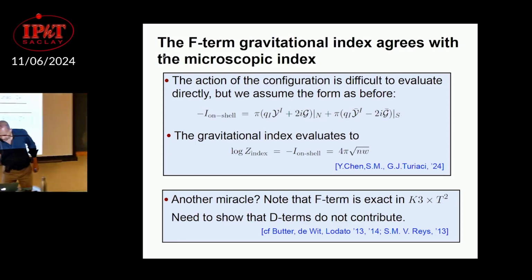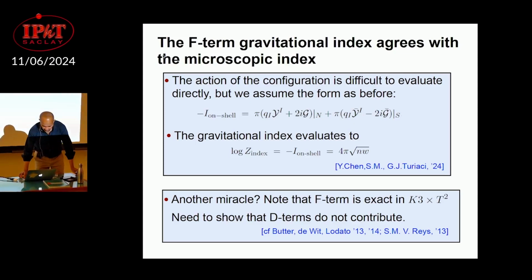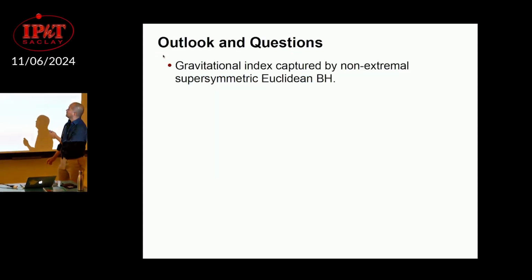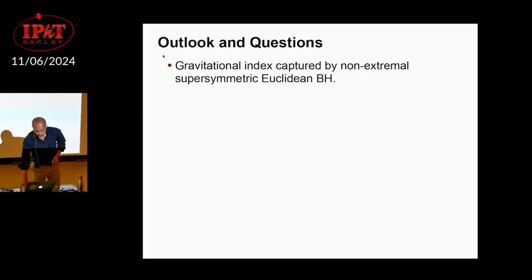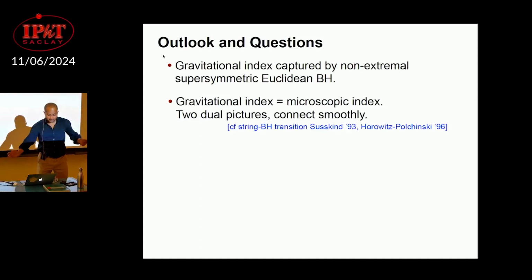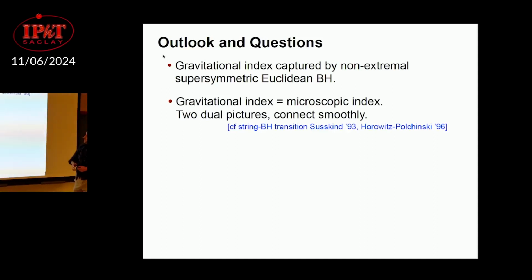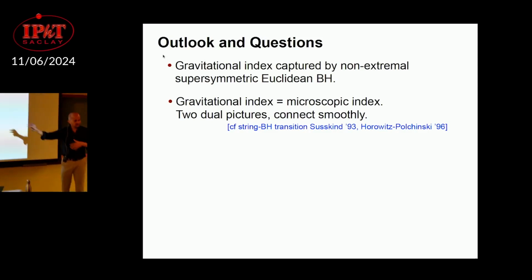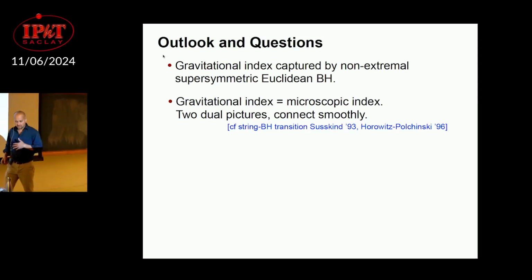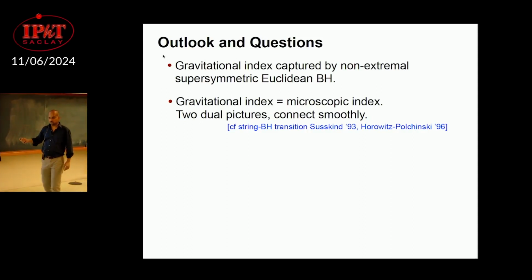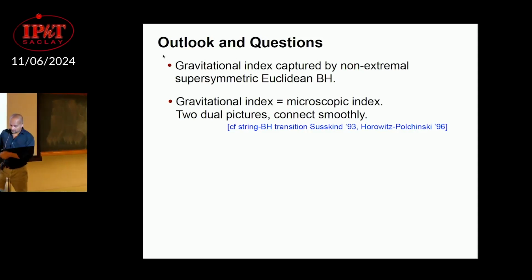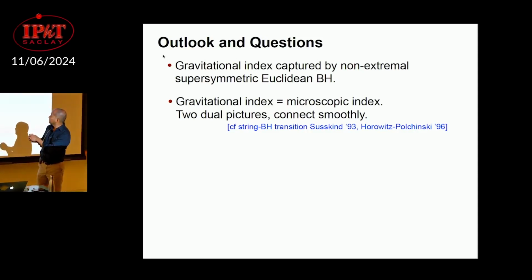Okay, so that brings me to the end. Let me just recap. The gravitational index is captured at the saddle point level by these non-extremal supersymmetric Euclidean black hole solutions. I didn't show you, but for big black holes, this works without any of these caveats. This was the first paper with Jan, Luca and Joaquin, where we checked that indeed the gravitational index equals the microscopic index, at least at leading order.